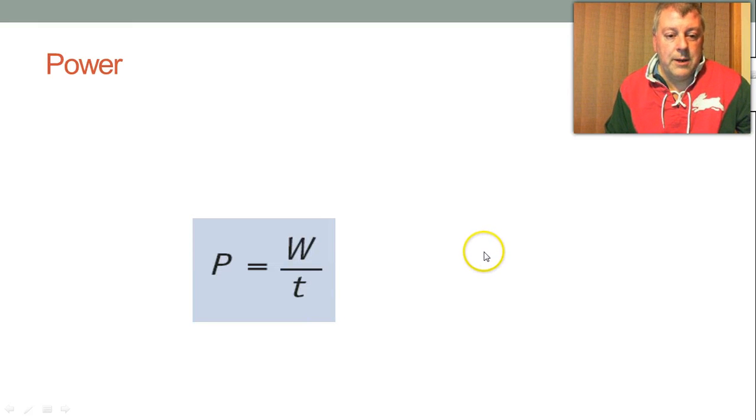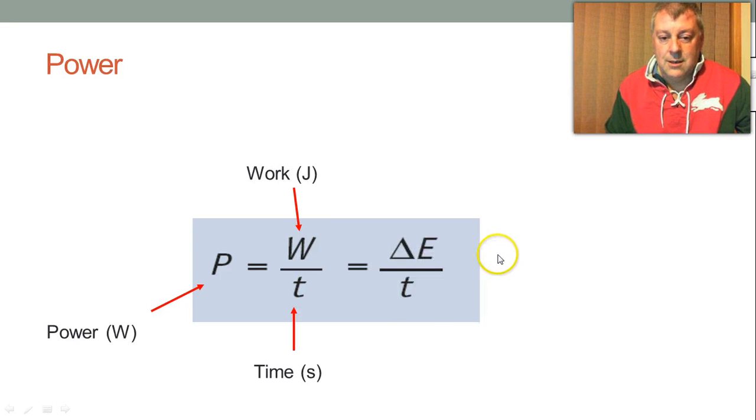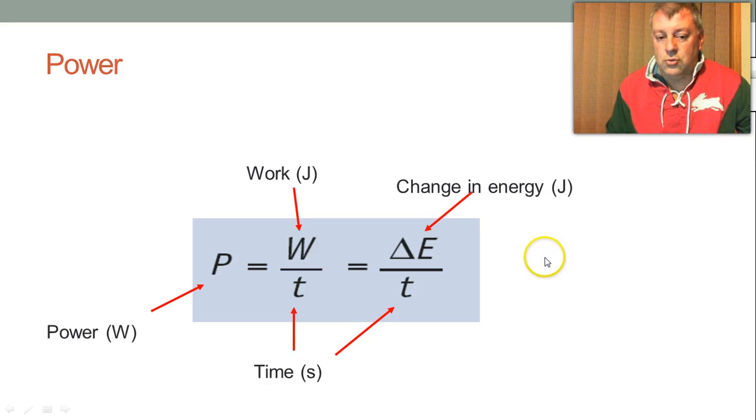So we have the formula power equals W on T, where power's in watts, work's in joules, and time's in seconds. And because the work is a change in energy, we can say that it's equal to this divided by T. So that's the change in energy in joules. And that gives us lots of possibilities, because the change in energy could be in any form of the energies that we've been talking about.